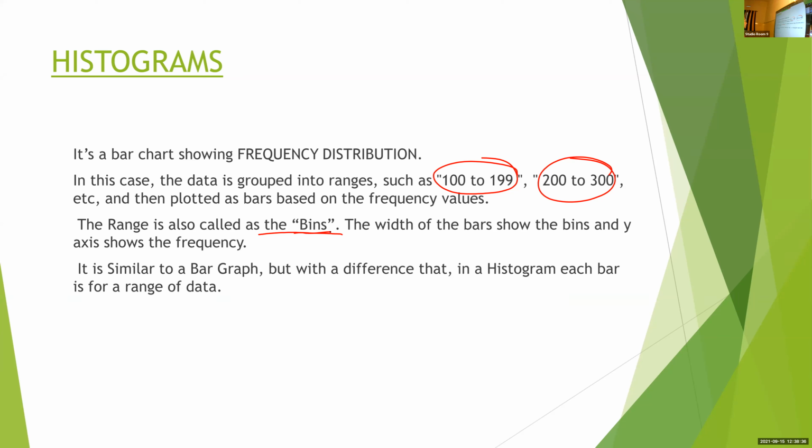So here, histogram is a bar chart showing frequency distribution. In this case, the data is grouped into ranges such as 100 to 199, 200 to 300, etc., and then plotted as bars based on the frequency values. The range is also called bins. The width of the bars shows the bins and the y-axis shows the frequency. It is similar to a bar chart, but in a histogram, each bar is for a range of data. Okay. Then I will show one example.